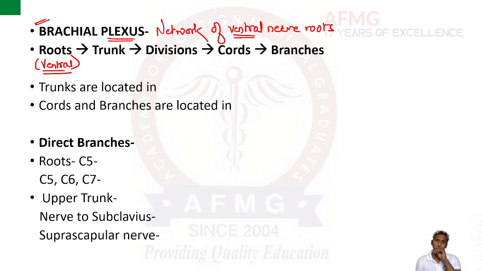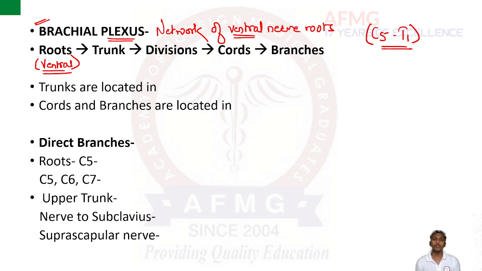not the dorsal one. Okay, now these nerve roots range from C5 till T1. Please remember the root value if they ask for your brachial plexus: it is C5 till T1. That means C5, C6, C7, C8 and T1. All of these come together and form the brachial plexus.